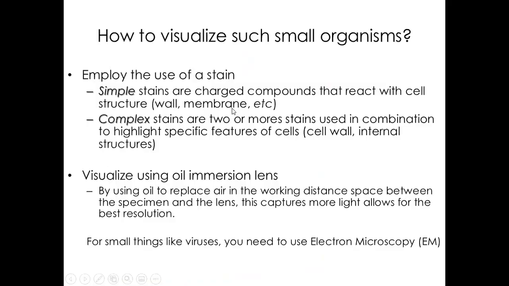All right, so how do we see bacteria or small, simple organisms? Obviously, we have to use something like a microscope to see these guys. We're not going to be able to see them with our naked eye. So you have to use a microscope. And one thing you can do when you're looking through the microscope is stain these cells to be able to see them better.